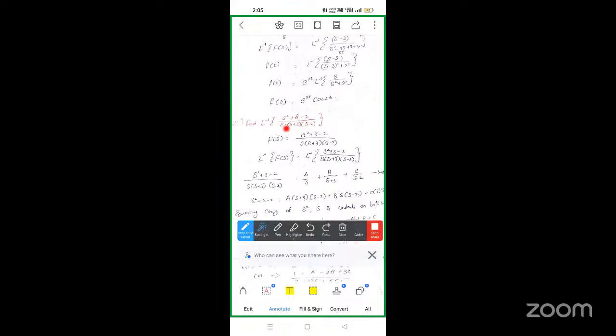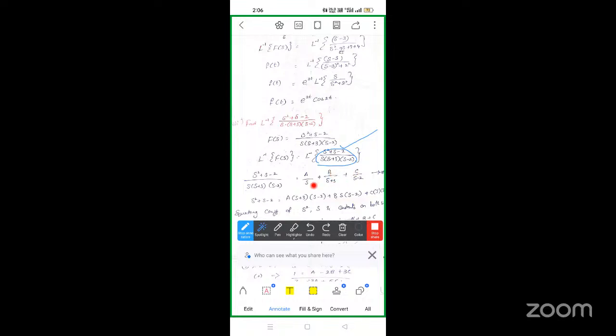Find L inverse of s square plus s minus 2 by s into (s plus 3) into (s minus 2). So let f of s equal s square plus s minus 2 by s into (s plus 3) into (s minus 2). Taking L inverse on both sides, we can split this using partial fractions: A by s, plus B by s plus 3, plus C by s minus 2.